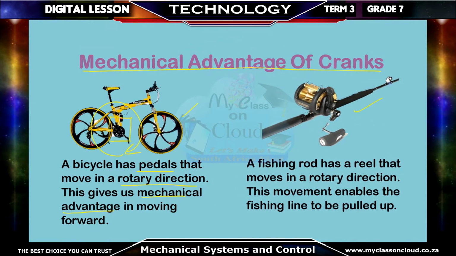Then here we have a fishing rod. It has a reel that moves in a rotary direction. The fishing line moves in a linear direction, either front or back. So, this movement enables the fishing line to be pulled up.